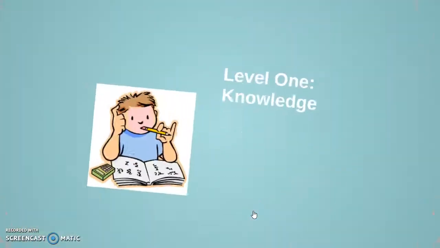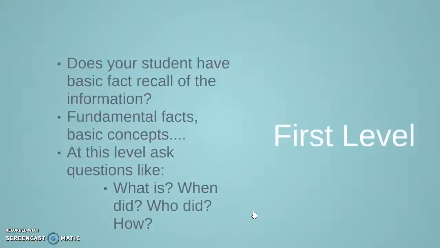Level 1 is knowledge. Does your student have basic fact recall of information? Do they know, for instance, every good boy does fine? Can they name fundamental facts and basic concepts? At this level, we ask questions like, what is it? When did it happen? Who did it? How did it happen?